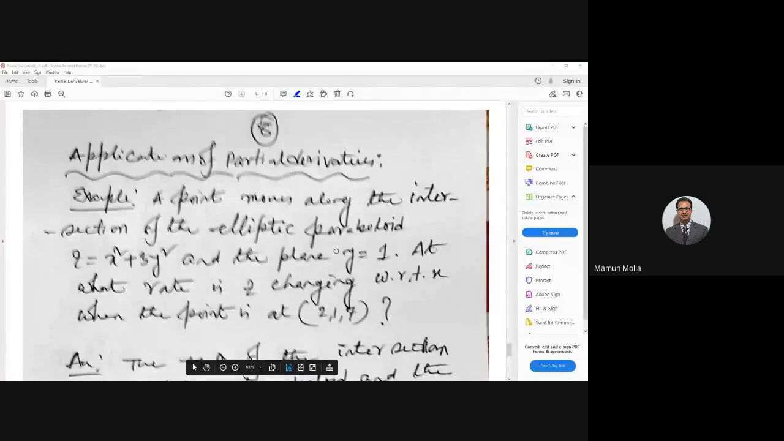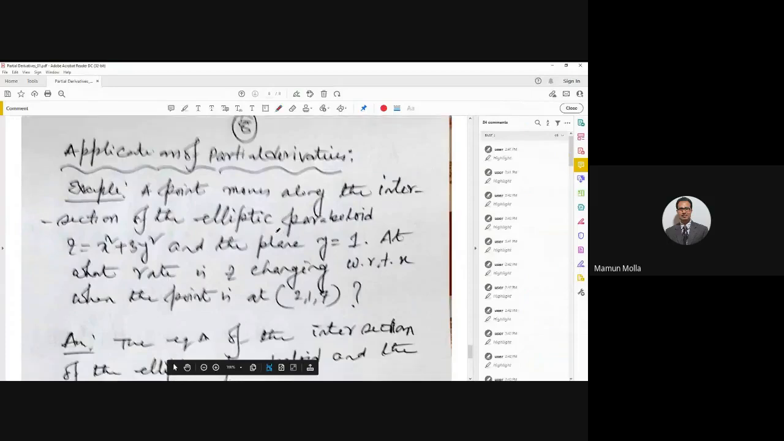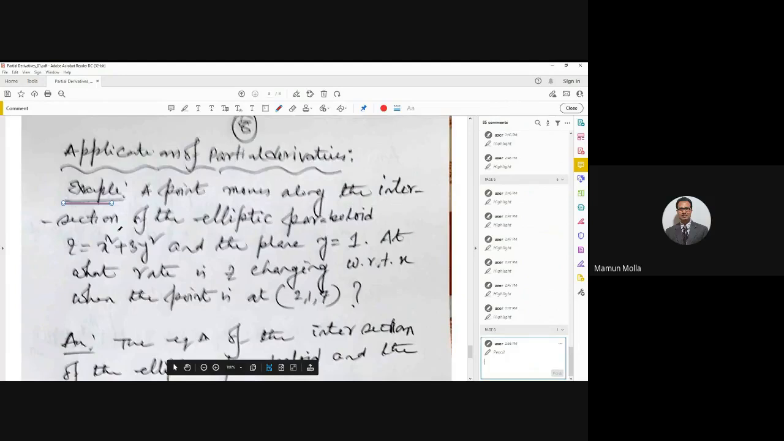Application of the first order differential equation. I'm sharing a class picture. Application of the partial derivatives. One example: a point moves along the intersection of the elliptic paraboloid.